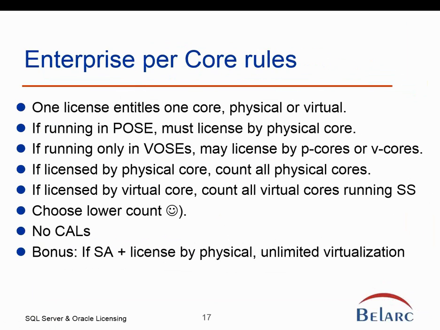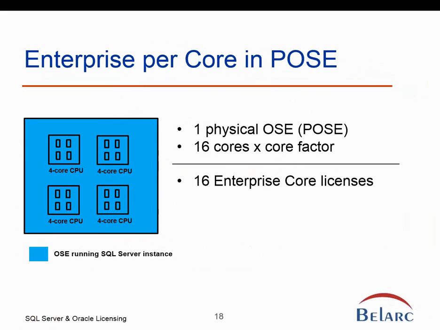And one more twist on this. We didn't say it above, but if you're running in VOSEs, there is a total limitation that you can only have as many VOSEs as physical cores when you license by the physical cores, so you're limited. But if you have software assurance and you're licensing by physical cores, then you can have more VOSEs running than you even have physical cores. Okay, I think that's probably a little confusing because there's a lot there. So these examples should help a bit.